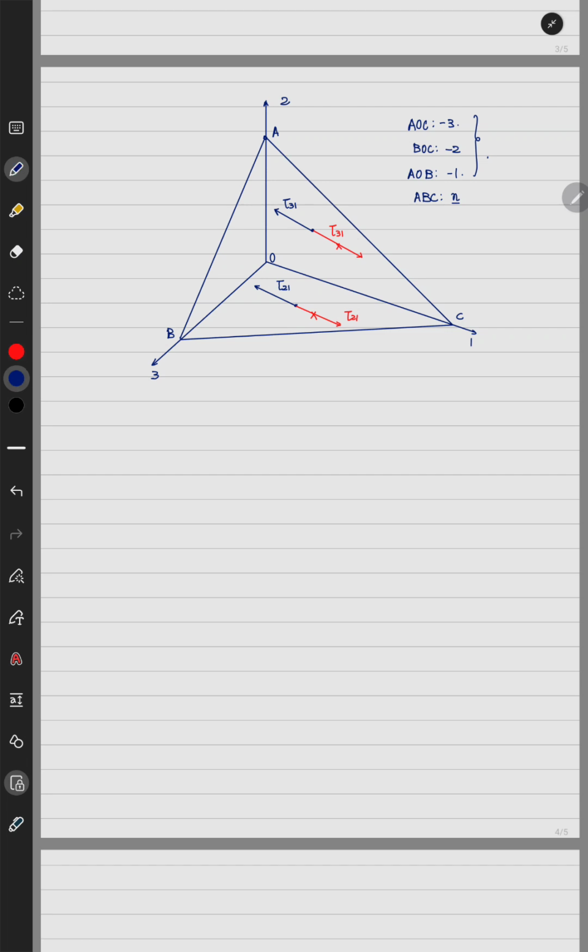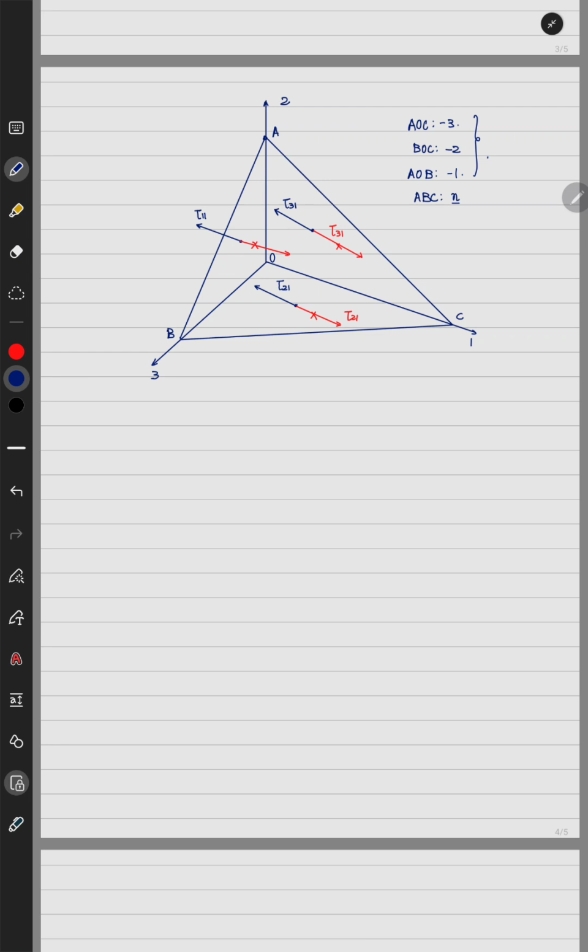Okay, now coming to the third area. The third area itself is oriented along the -1 direction, so the force will be oriented along the -1 direction. This is tau 1 1. Note that this is not tau 1 1 the other way, because area AOB is oriented along the -1 direction. This is the positive 1 direction, and this is the -1 direction. So AOB is oriented along the -1 direction, so the direction of force will also get reversed. Okay, these are the three things.